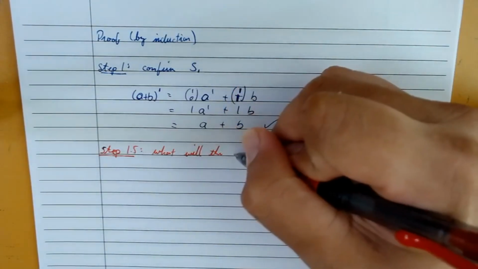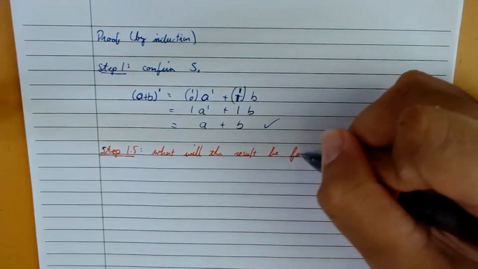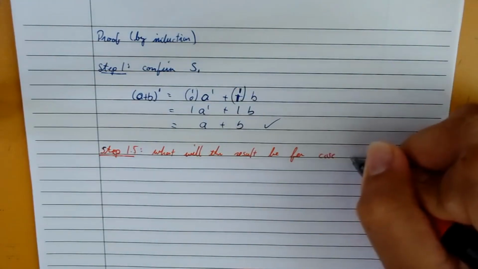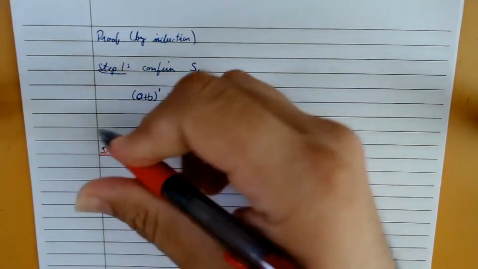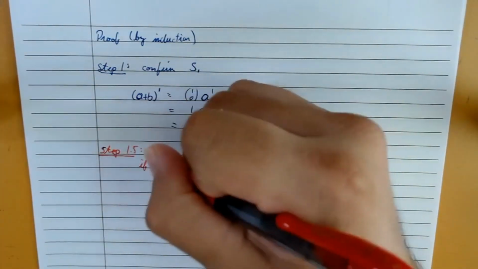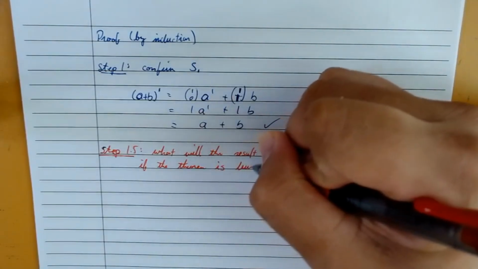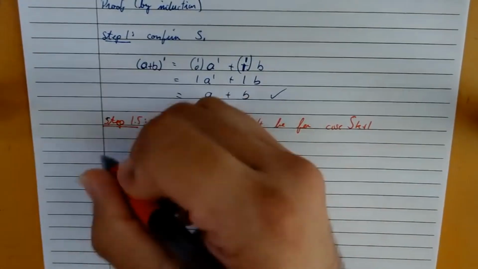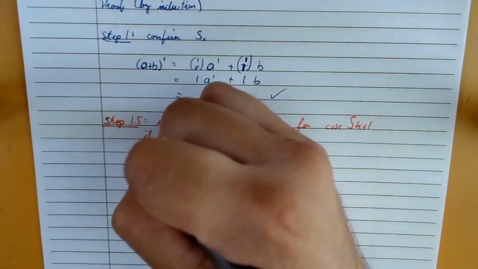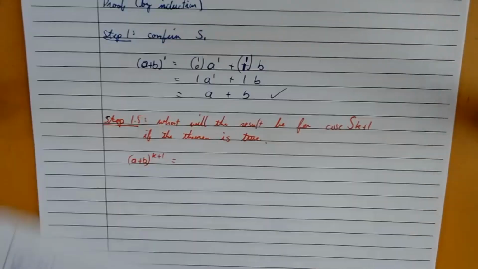So here, what will the result be for case s sub k plus 1, if the theorem is true? So this is basically wishful thinking. If everything works out, what should this look like? Well, let's see. We should have a plus b to the power k plus 1. And that should look like, well, here I'm just replacing all of my n's with k plus 1s.